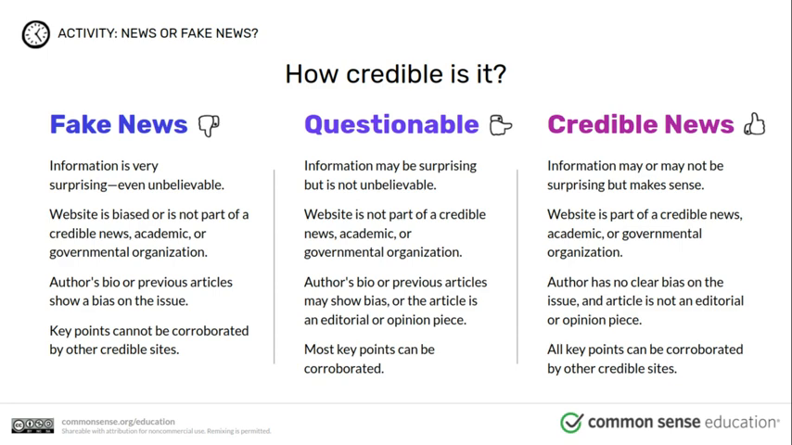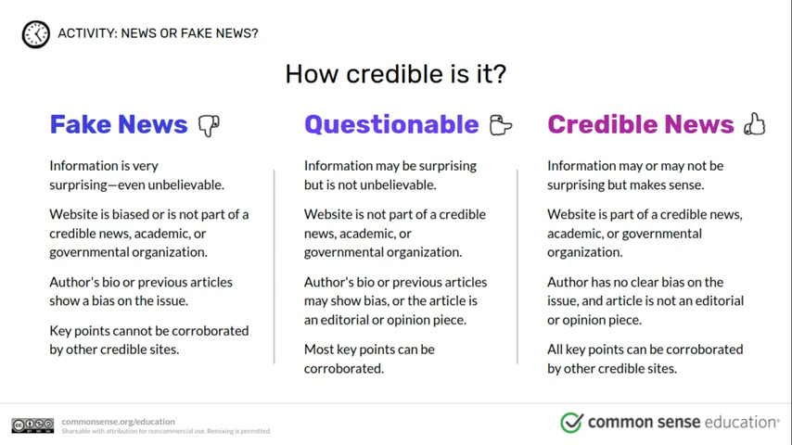Fake news is information that's very surprising, even unbelievable. The website that it's on is biased or may not be part of a credible news, academic, or government organization. The author's bio or previous articles show a bias on the issue, and key points cannot be corroborated by other credible sites. So if you find information that seems to fit that category, then it's fake news.